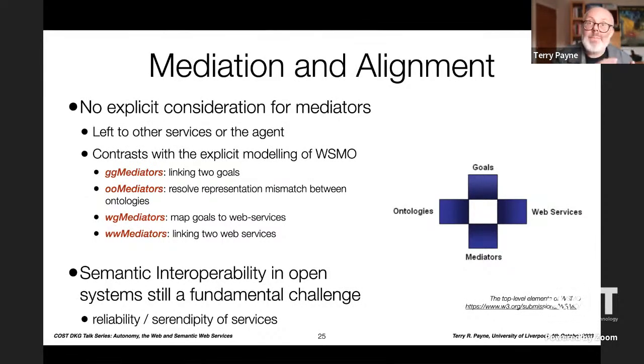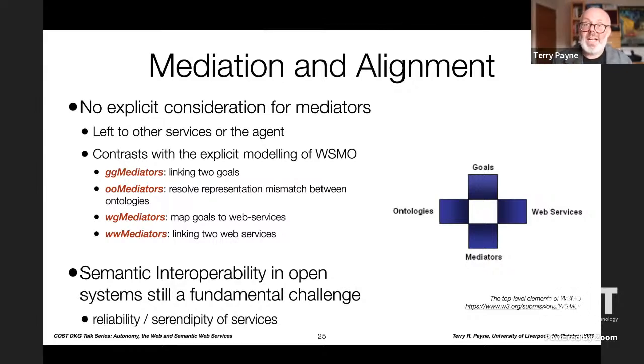It came from a different genesis to OWL-S. It was thinking much more from a knowledge perspective. And in many ways, there were things that addressed that OWL-S simply didn't consider. The notion of mediators, and these could be aligning goals, they could be aligning ontologies if they came from different domains. It could be thinking about how you connect these web services. There were many, many great and interesting ideas that came from the WSMO community.